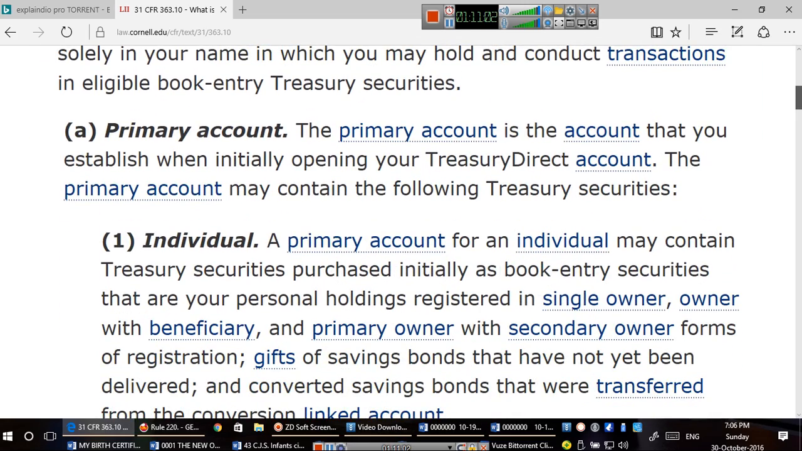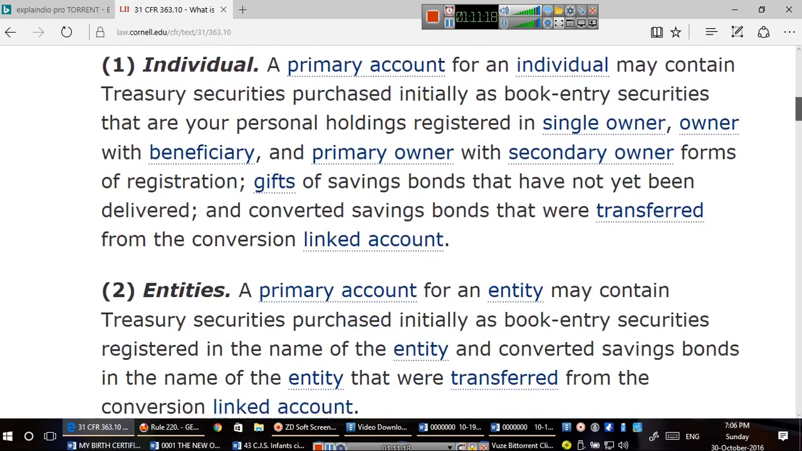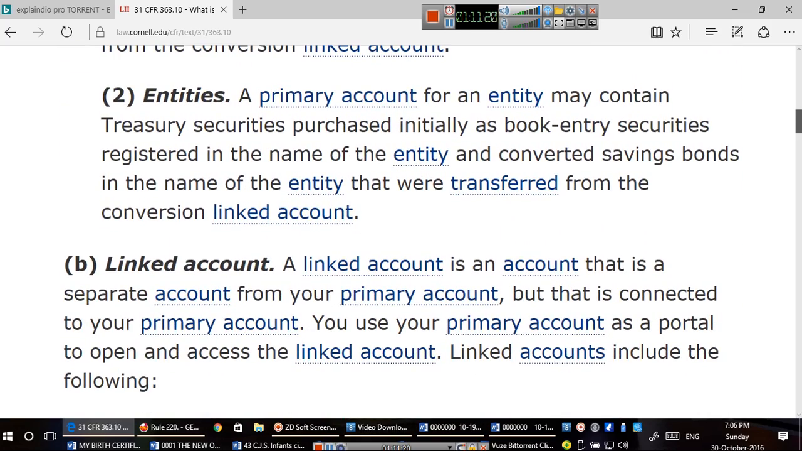Primary account. That's what I've been talking about. You guys have heard me talk about a primary account and a minor account. The primary account is the account that you establish when initially opening up your Treasury Direct account. The primary account may contain the following Treasury securities. Take a look at what may be contained in your Treasury account.